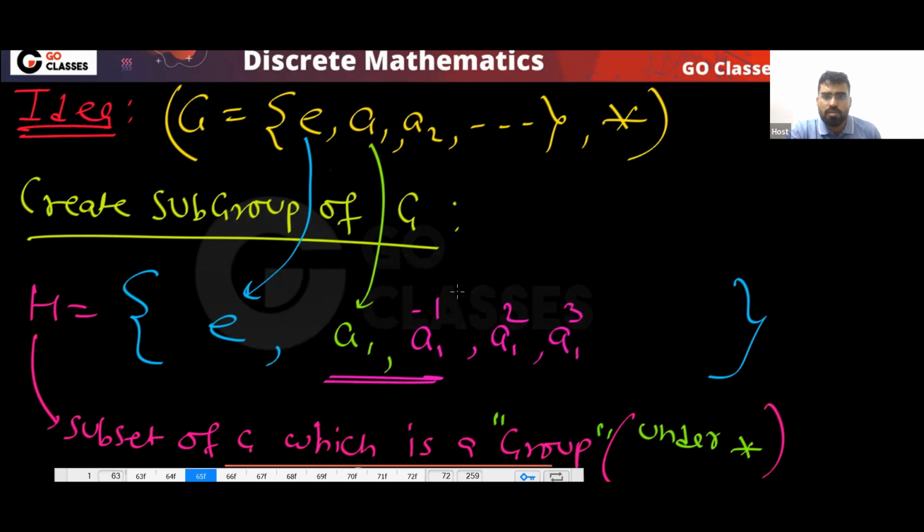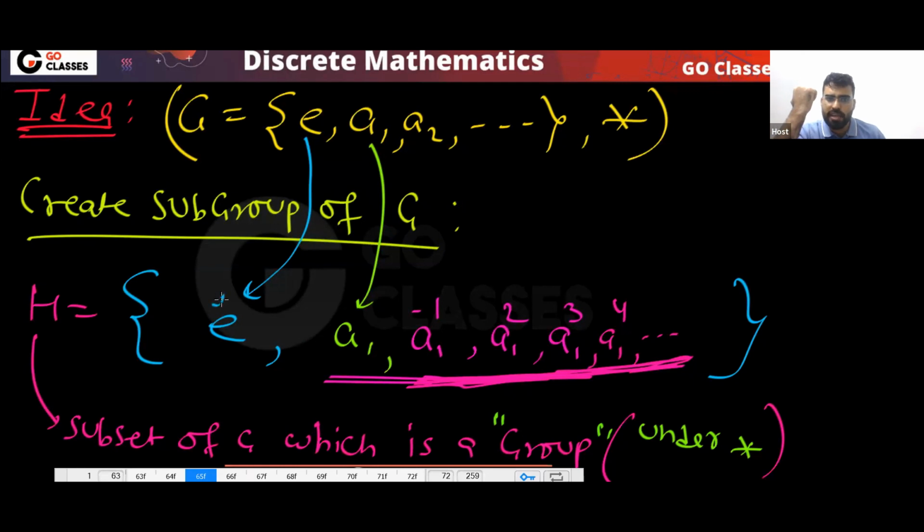What about A1 cube? See, if you have A1 square and A1, then of course A1 cube also will come, because of these two. A1 square will come because of closure property, and because of this and this, A1 cube will come because of closure property, and so on. I'm just telling you all the things that will come because of A1. This is the idea of creating a subgroup. Is this clear?